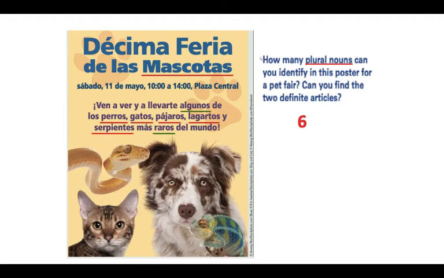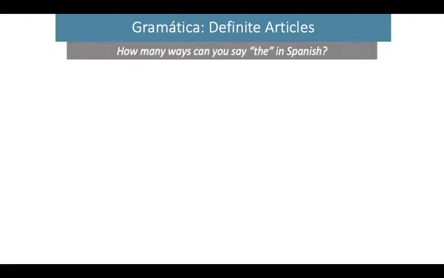Now, you may have thought to yourselves, well, what about algunos and raros? Those are actually adjectives. They mean some and rare. So they're not nouns. They're parts of speech that are describing nouns. Now, can you find the two definite articles? Las and los. So we haven't gotten into the plurals of definite articles.